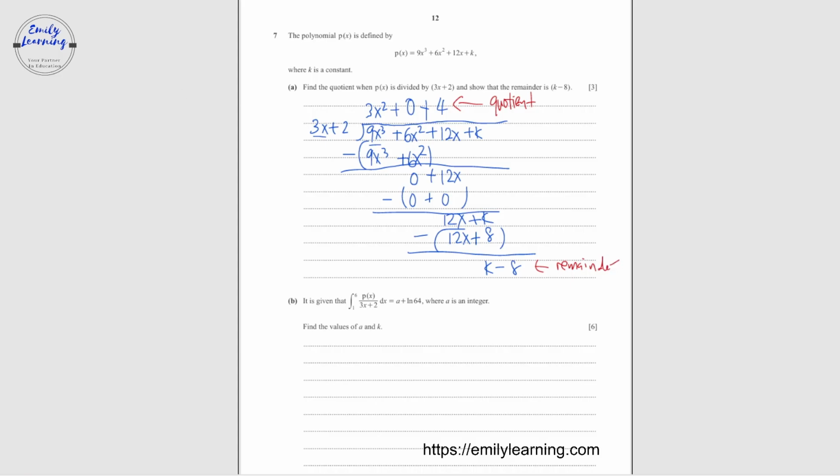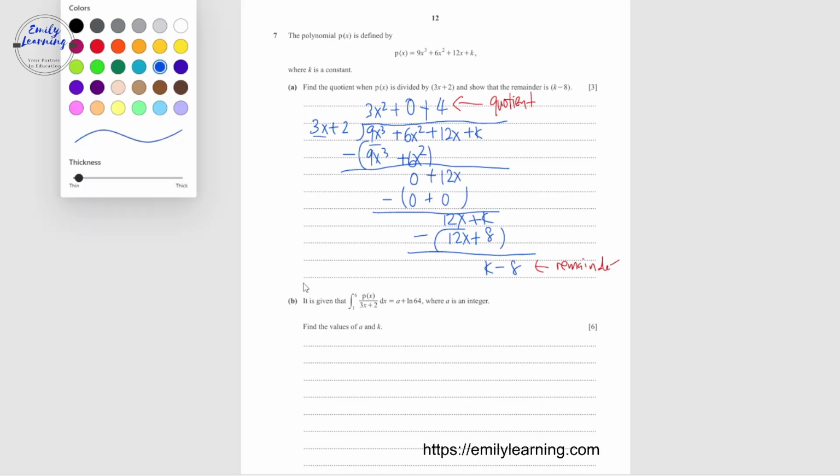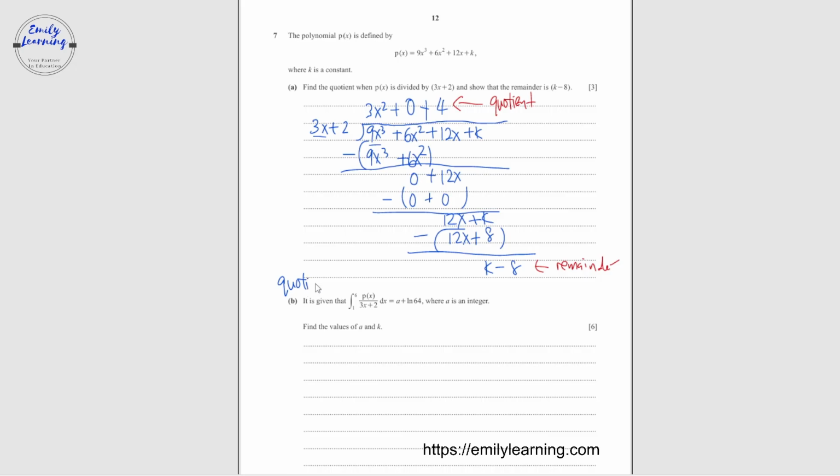So based on this, let's answer the question. Quotient is equal to 3x squared plus 4. Remainder is k minus 8. Okay, I've shown that the remainder is k minus 8.